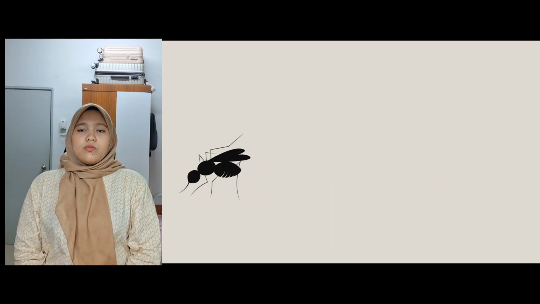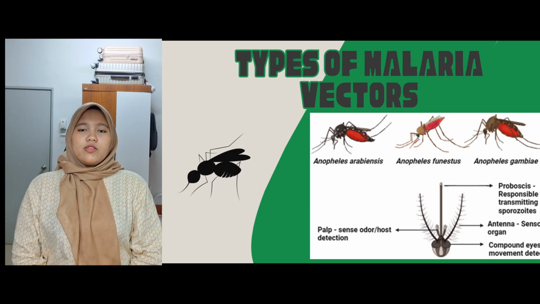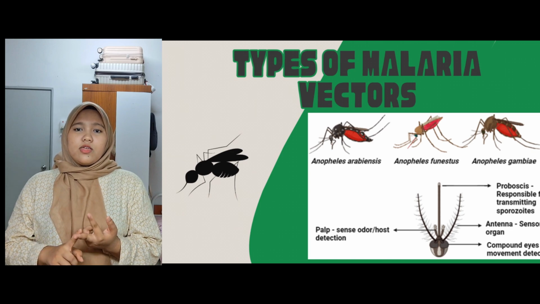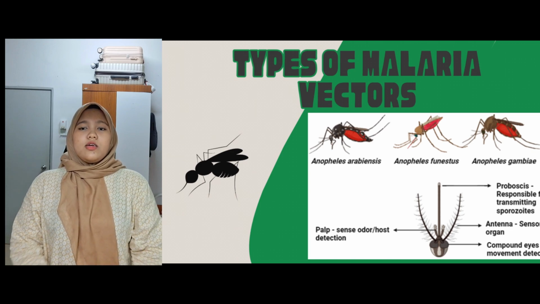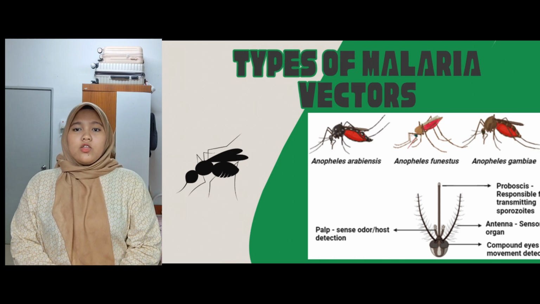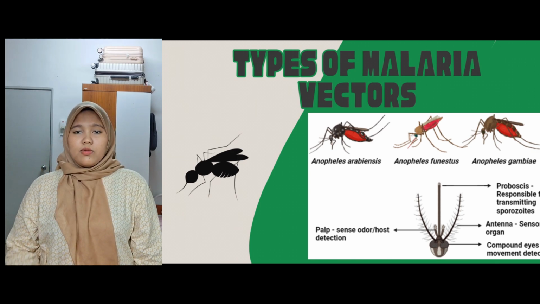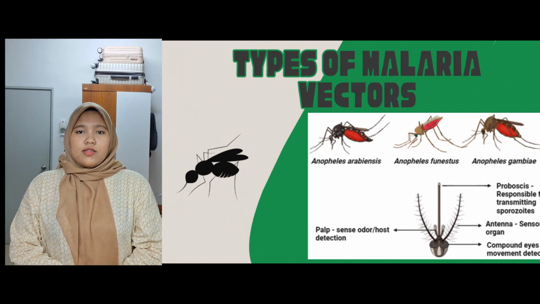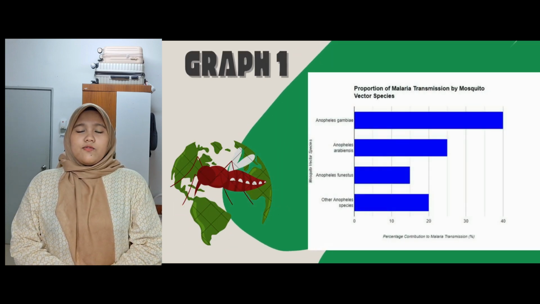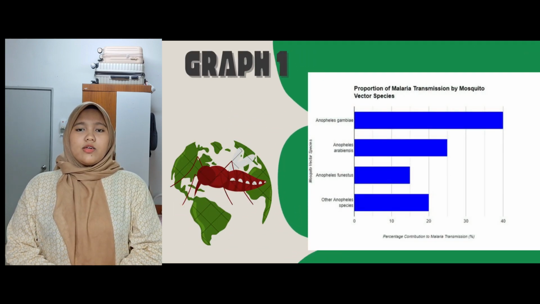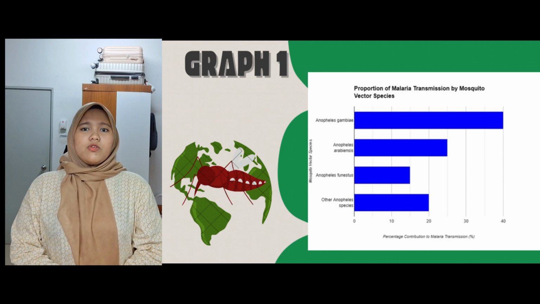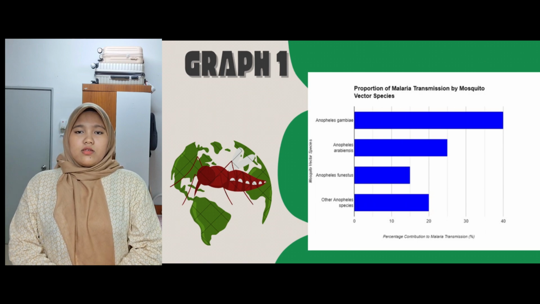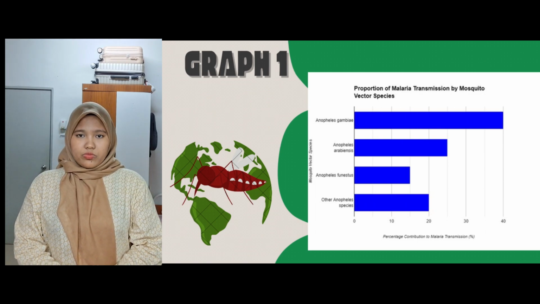There are several types of mosquito vector species, which are Anopheles gambiae, Anopheles arabiensis, Anopheles funestus, and other Anopheles species. According to the World Health Organization, 2 of the 5 parasite species that can cause malaria in humans are Plasmodium falciparum and Plasmodium vivax. The length of each bar in figure 1 shows the proportion of malaria cases transmitted by that mosquito species. Species with longer bars are considered more significant malaria vectors in their respective region.